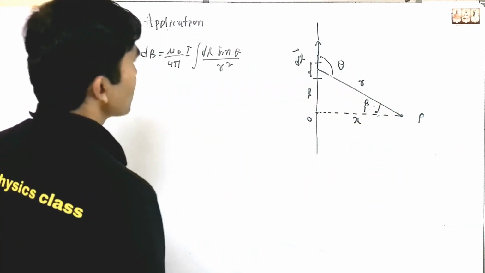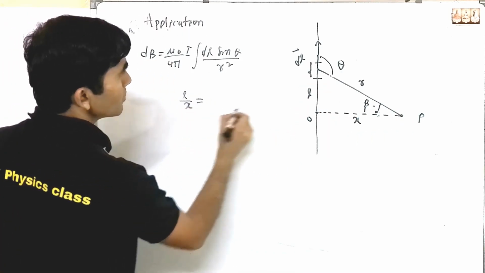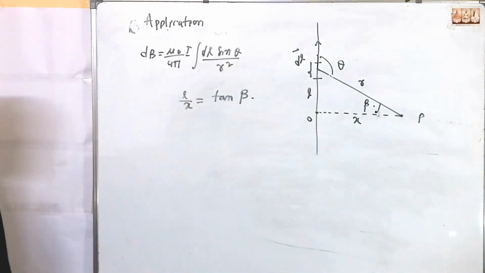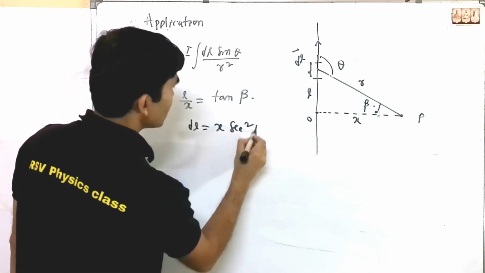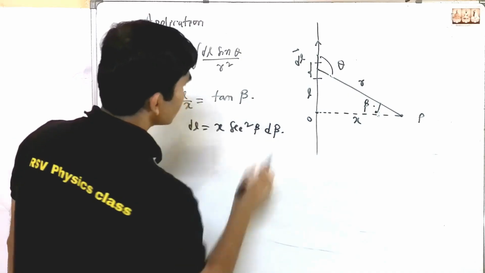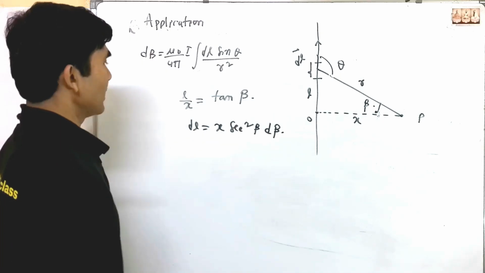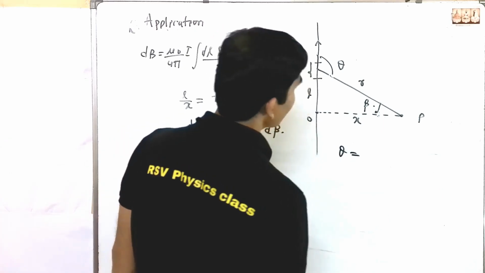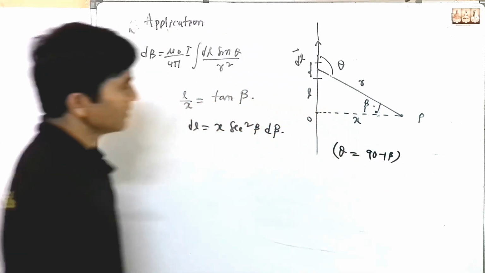Now from this geometry, just see this triangle: L by x equals tan beta. So dl equals x sec square beta d beta, you can write this, no? Now theta equals how much? Theta equals 90 degree plus beta, fine.